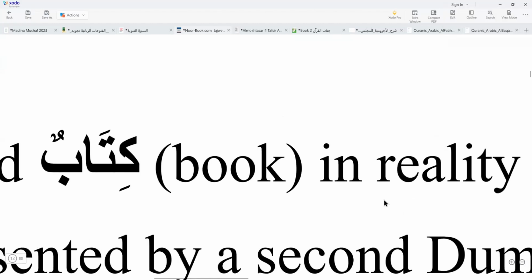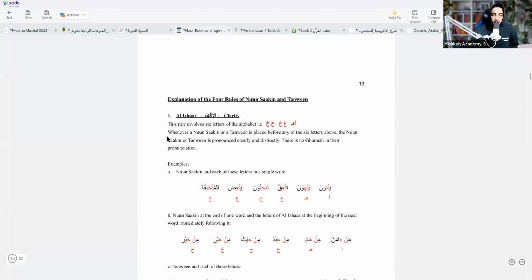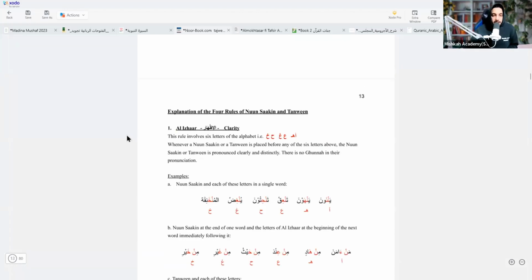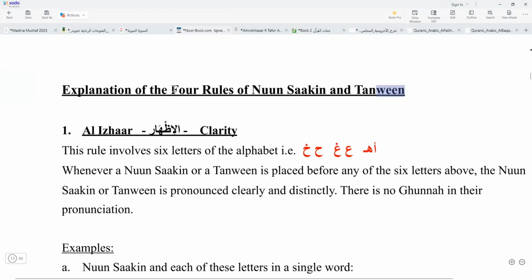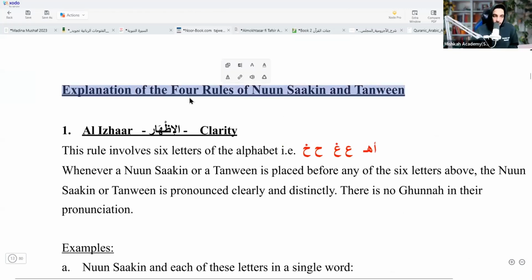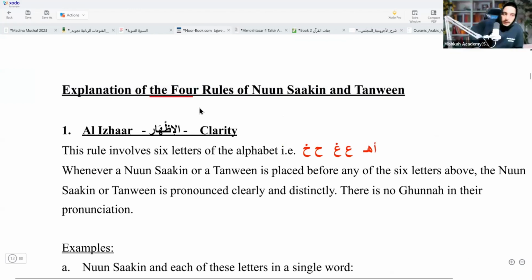Today, inshallah, we will do something very easy. We will explain the rules of noon sakina. Do you remember how many rules noon sakina or tanween make? Four. The first is izhar.